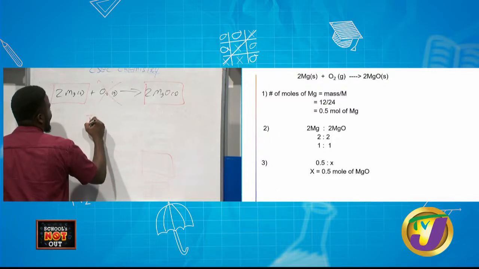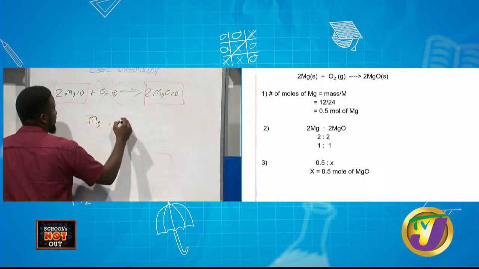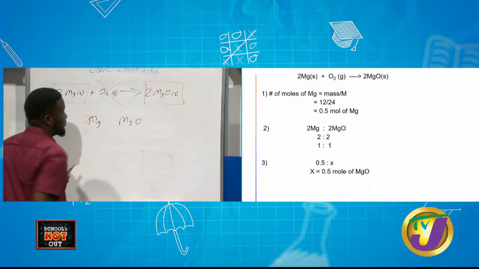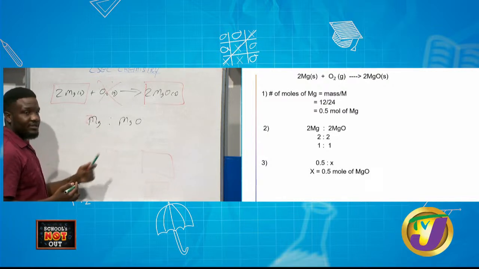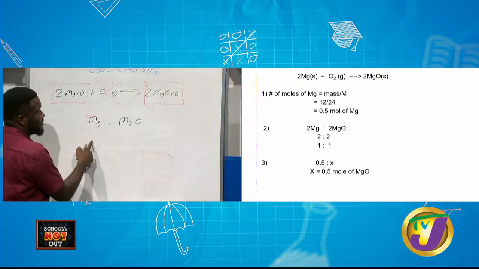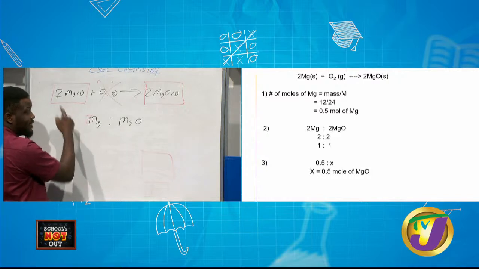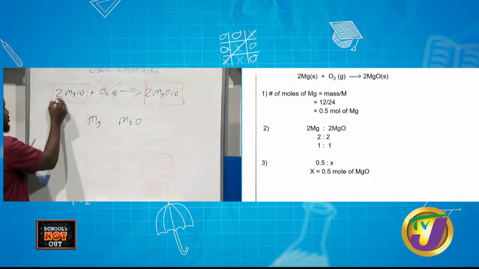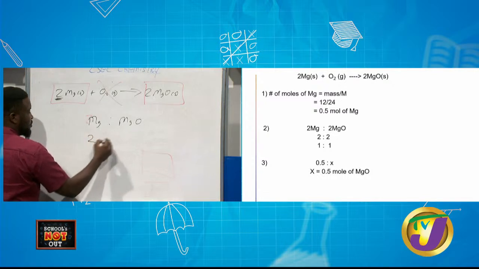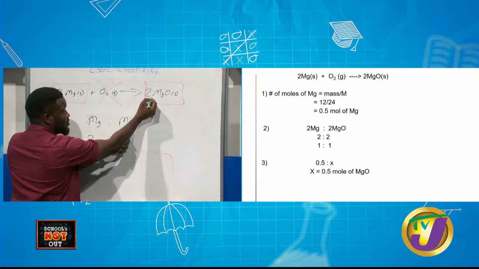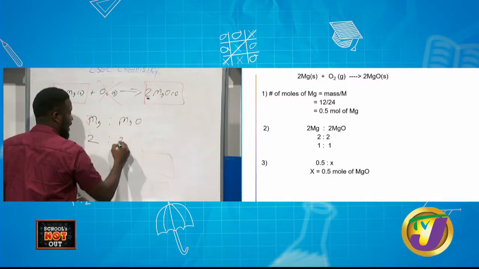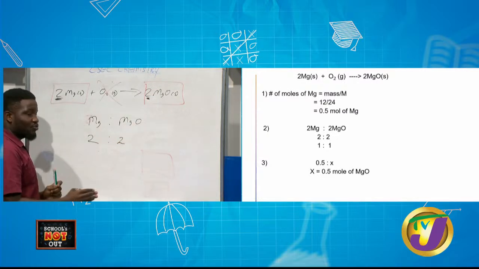So we have Mg, we have MgO, right? Magnesium, magnesium oxide. That's what we get, that's what we want. So how much magnesium did we get from our balanced equation? See it here? 2. So we have 2. And how much magnesium oxide is there? Also 2. See it here? And so the mole ratio is a 2 to 2 ratio.